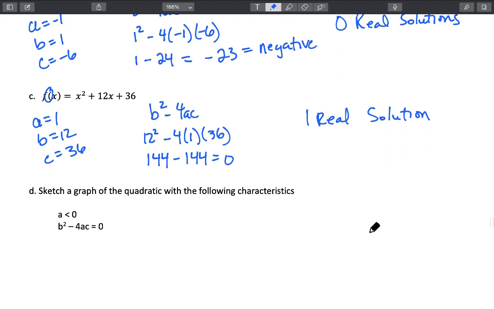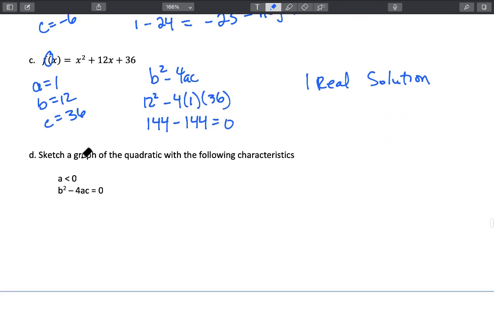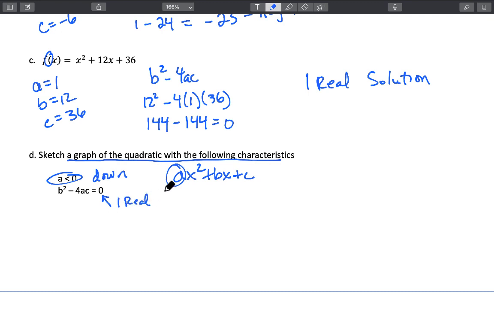All right, finally, we have some properties, and we want to sketch the graph of a quadratic with these characteristics. My A value, remember this goes like this, ax squared plus bx plus c. My A value is less than 0. So that means my parabola must open down. And it says b squared minus 4ac is equal to 0. And that must mean it just has one real solution.